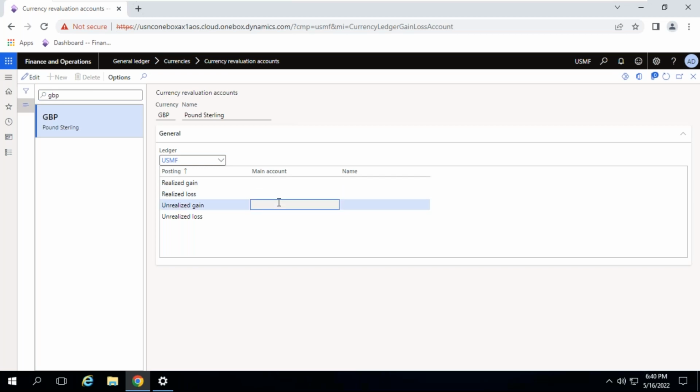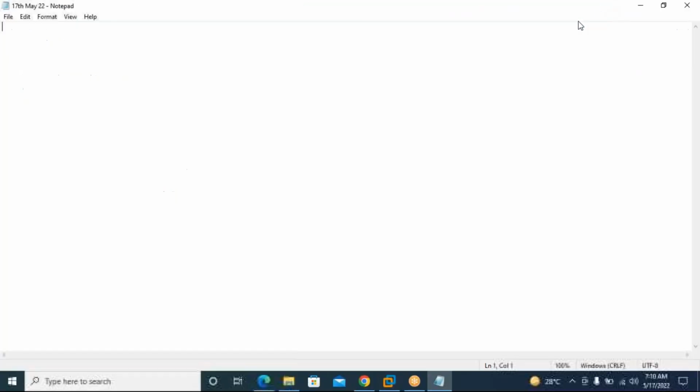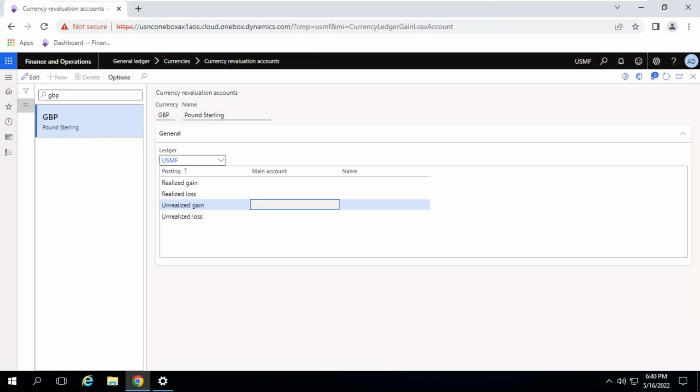Okay, Satya, a connected question over here. See, in the ledger, in the default, that's where we map it. If we give the GL accounts in the currency as well as in the other screen where we have the default accounts, then which one will the system pick up? Which will go first? First priority is this one.